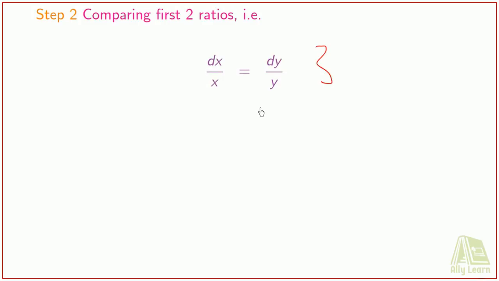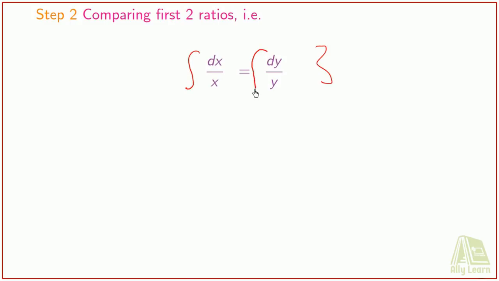Now we have to solve this set of ratios in order to get our first solution, that is phi. Here this is a very simple expression. We don't need to do any calculations in order to solve it. We don't need to cross multiply, because it is already in a very simple form. What we have to do is just integrate on both sides.